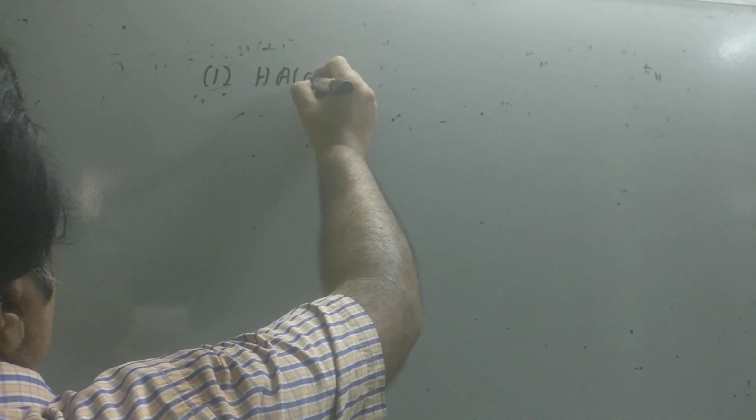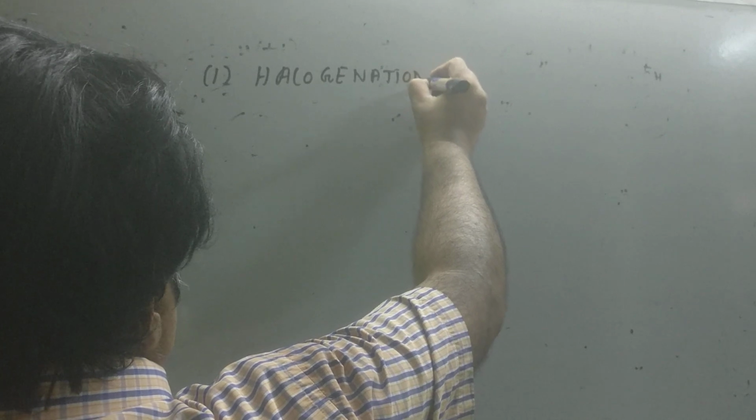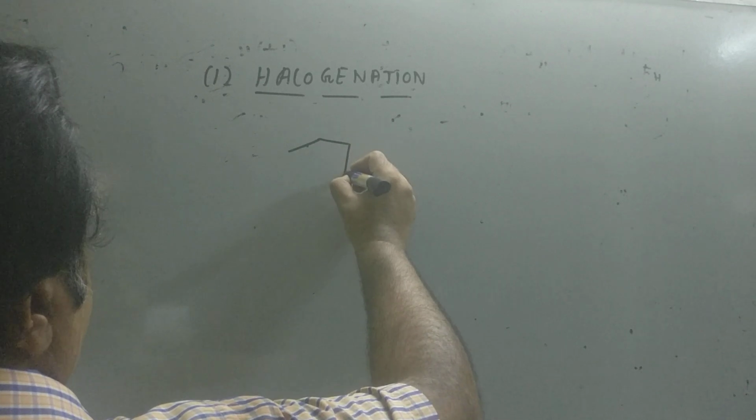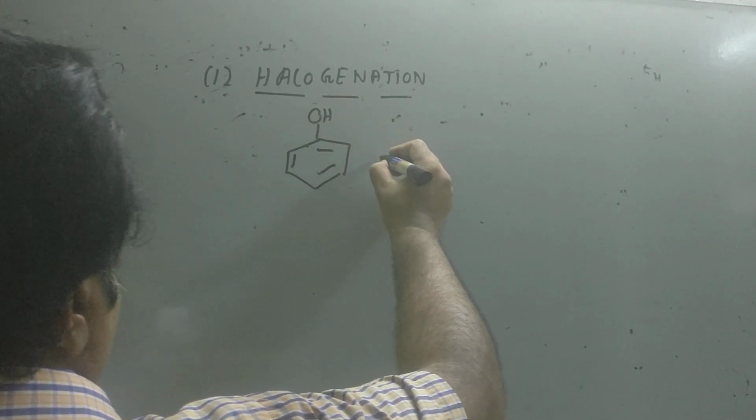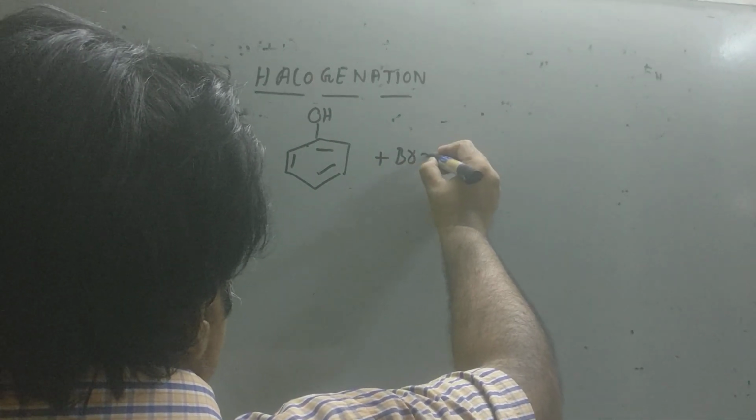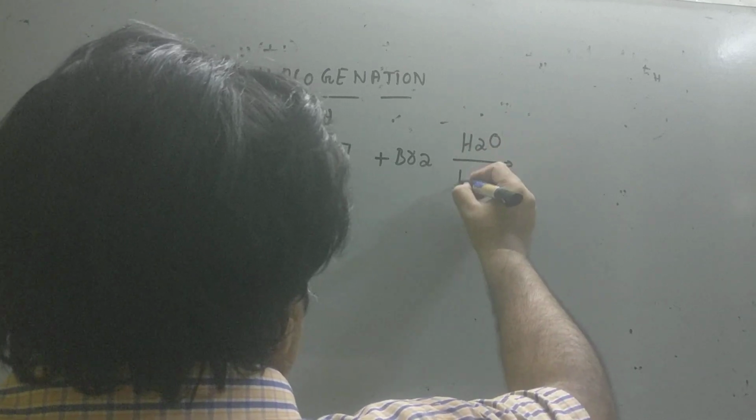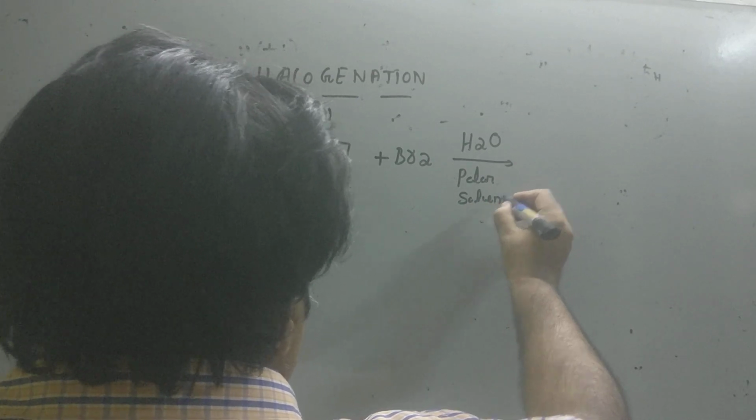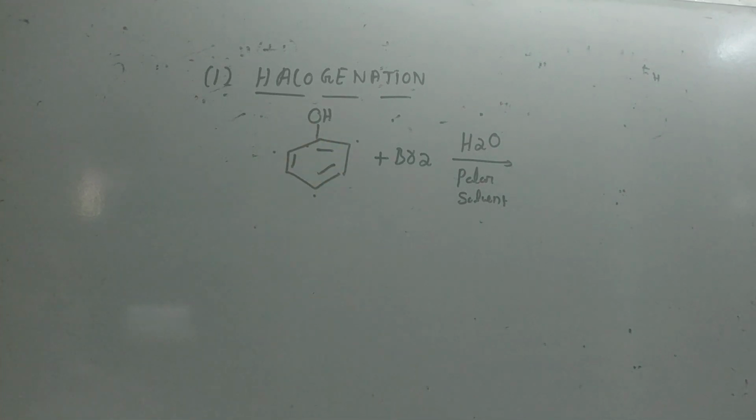So the first one we are discussing is halogenation. We are going to react phenol with a halogen, for example bromine. So you take phenol, having a highly activated benzene ring, and react it with bromine. Suppose we are doing the reaction in a polar solvent, that is water. You will find all the ortho positions and the para position, 2 ortho and 1 para position.